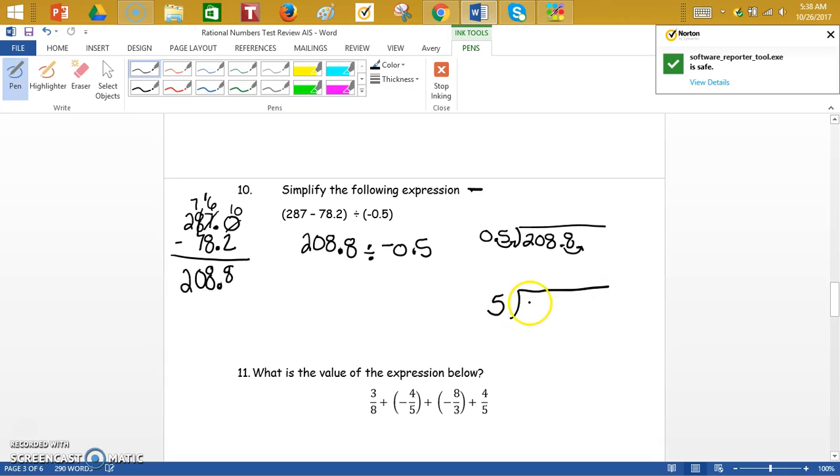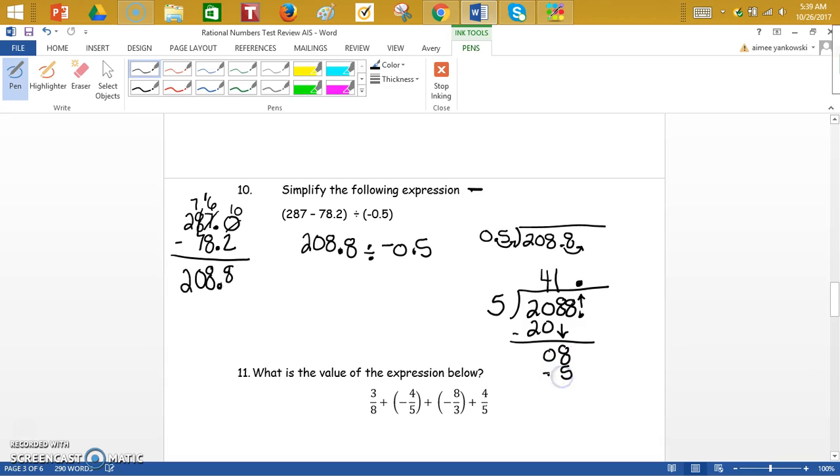So then I'm dividing it into 2,088. And I have my decimal point now way over here. And I drag it right up. Now I just divide as I normally would. 5 goes into 20 4 times. 4 times 5 is 20. Subtract off. 0, drag down an 8. How many times does 5 go into 8? 5 goes into 8 once. 1 times 5 is 5. Subtract off. 8 minus 5 is 3.